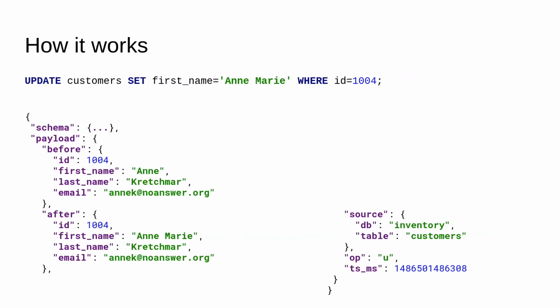And then there is additional information about the source. So there is a database name, table name, and some additional fields I have omitted. And then there is also information about the kind of operation which was done. In this case, it's update. If it was a create, you would have the before field empty. And if it was a delete, you would have the after field empty, because there is no new state of the record if you do a delete.